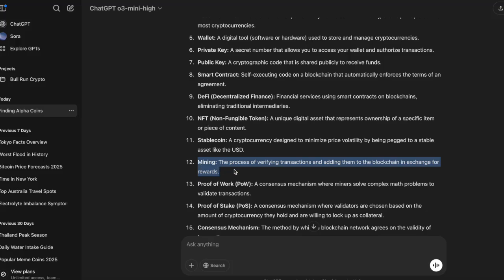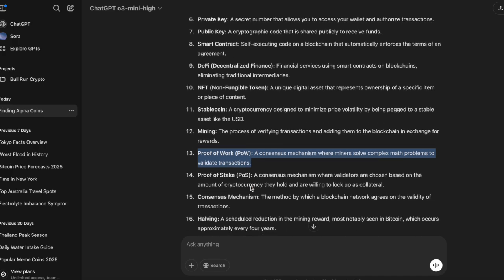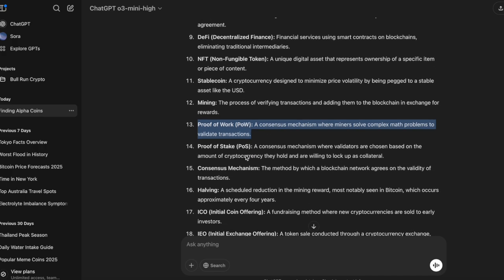Mining, the process of verifying transactions and adding them to the blockchain in exchange for rewards. That's mining. So Bitcoin mining, okay, is called proof of work. So proof of work, a consensus mechanism where miners solve complex math problems to validate transactions. So those are miners, okay? So mining and proof of work are synonymous. That's Bitcoin. Bitcoin is a proof of work network.